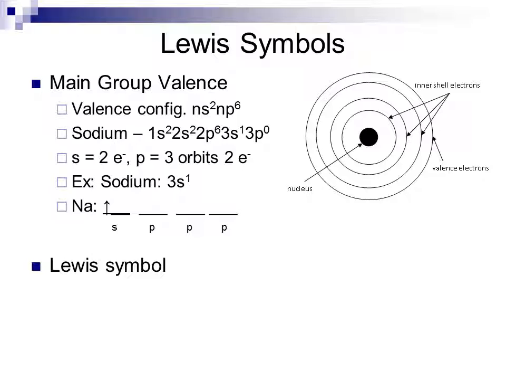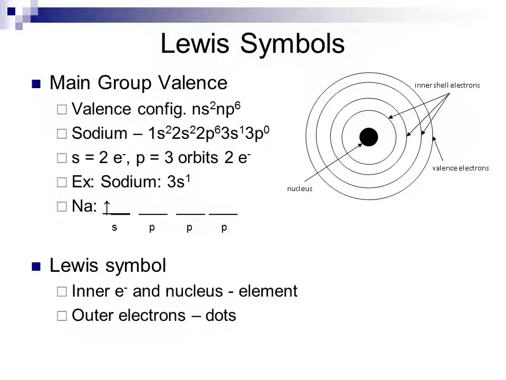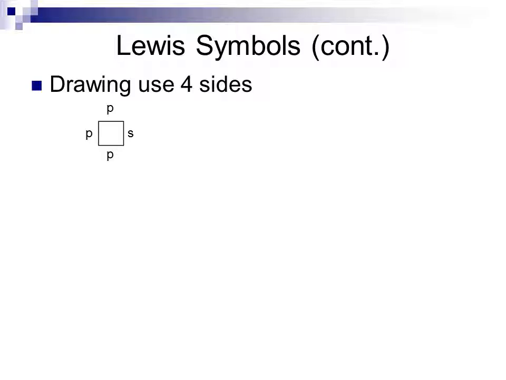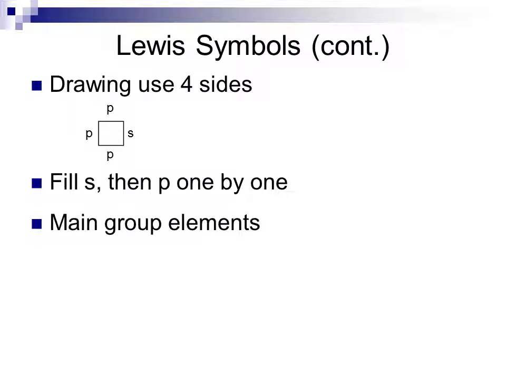Lewis symbols operate by taking the inner electrons and the nucleus and representing them using the elemental symbol. The valence electrons are then represented using dots on the outside. Lewis symbols are written as if a square is the elemental symbol. On the right hand side is the s, which holds 2 electrons, and on the other 3 sides are p's, each holding 2 electrons. I first fill the s and then one by one the p's. I put 1 electron per p until all 3 of the p's have 1 electron before I start to pair them because electrons repel each other.